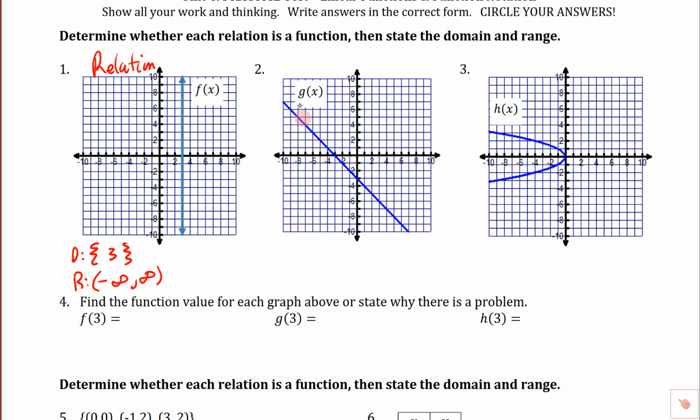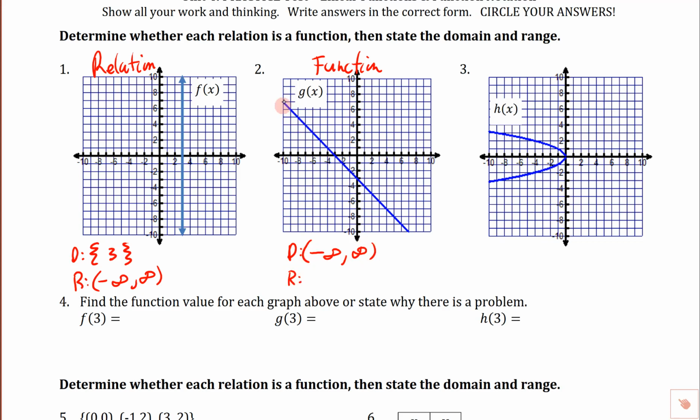Okay, the next one, this is g. It does pass the vertical line test, so I'm going to say that this is a function. So we're going to go ahead and state what the domain and range are here. So the domain on this, if we were to squish this onto the x-axis, these points would come down here. These points would come up here. So we've seen this time or two before. This is from -infinity to infinity.